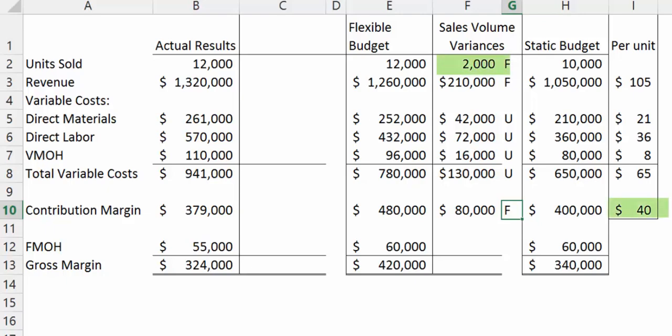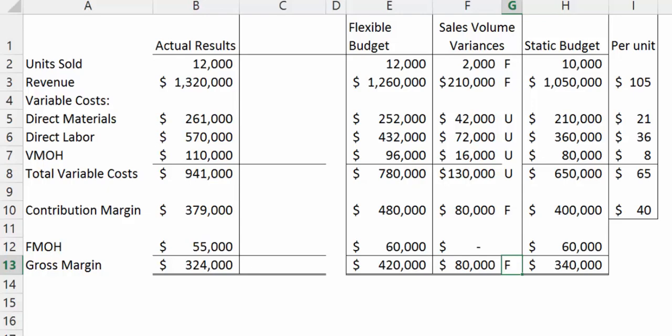Or I could have taken the 2,000 favorable extra units that I sold, multiplied it by the $40 per unit contribution margin. There is never going to be a difference between the flex budget and the static budget for fixed manufacturing overhead. And so when I subtract, I have the same sales volume variance for gross margin as I do for contribution margin. Never going to be a sales volume variance for fixed manufacturing overhead.